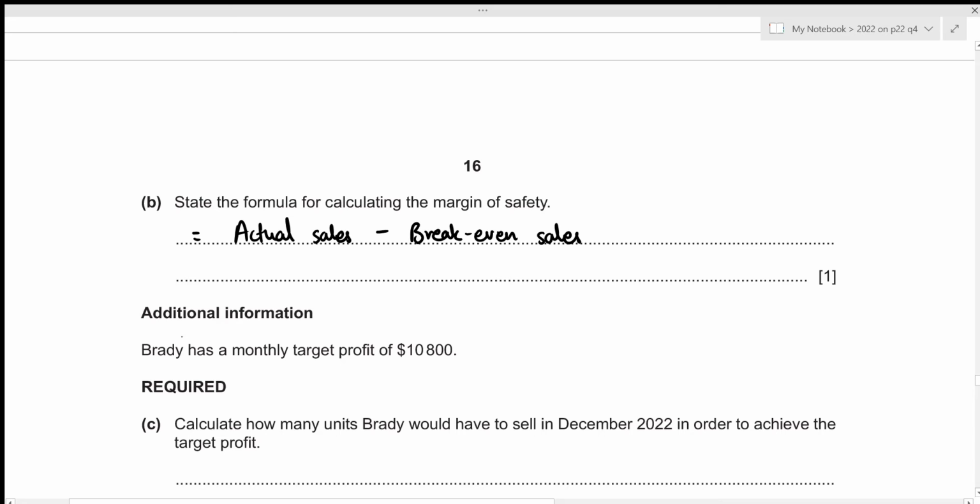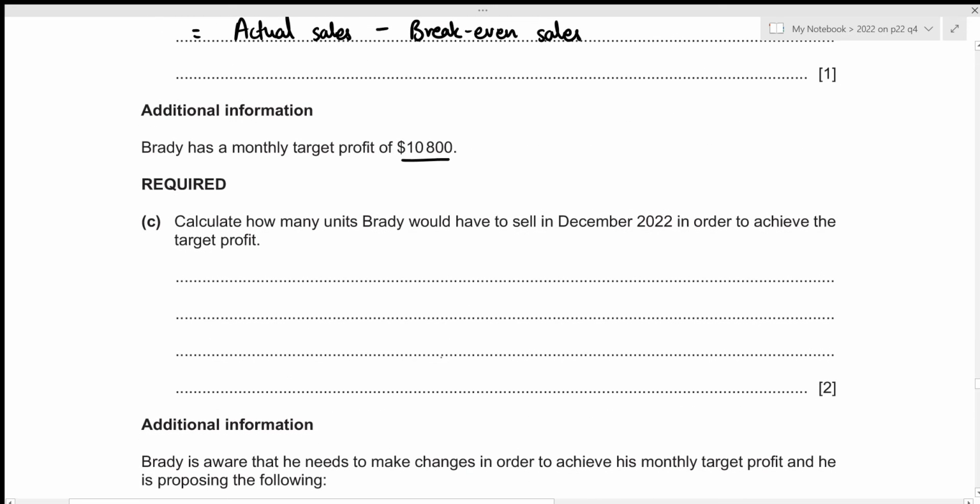Okay, we are now given additional information. Brady has a monthly target profit of 10,800. Now we need to calculate how many units Brady would have to sell in December 2022 in order to achieve the target profit. Okay, so we have the formula, right?